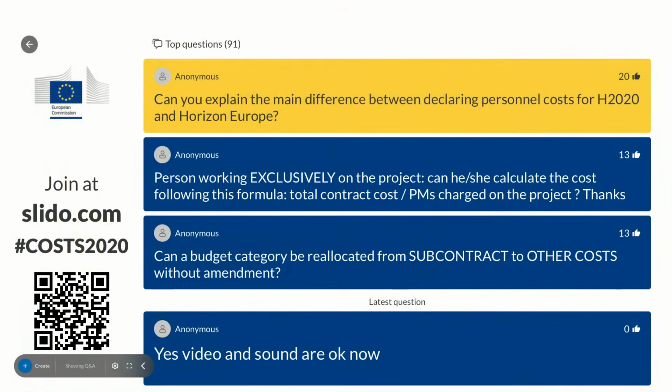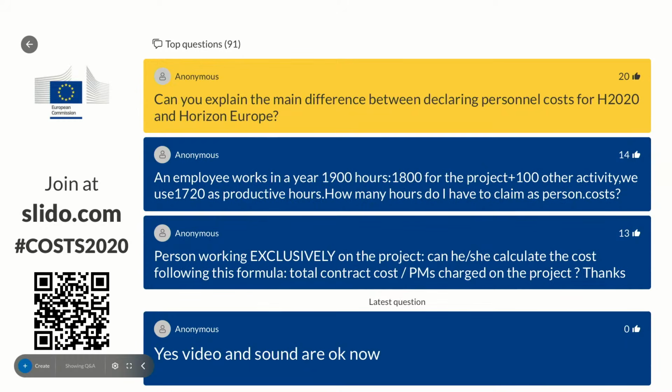Okay, so we see them. The first question with the highest number of likes: can you explain the main differences between personnel costs for H2020 and Horizon Europe? And I think I give the floor to David to start replying to this.